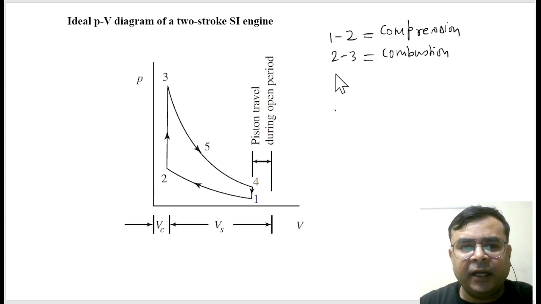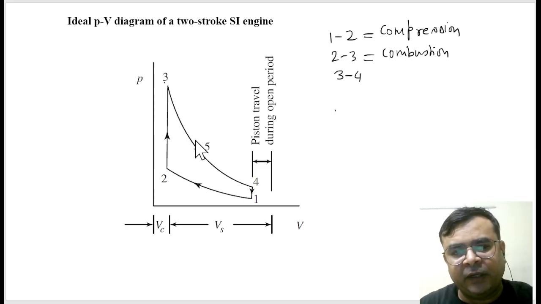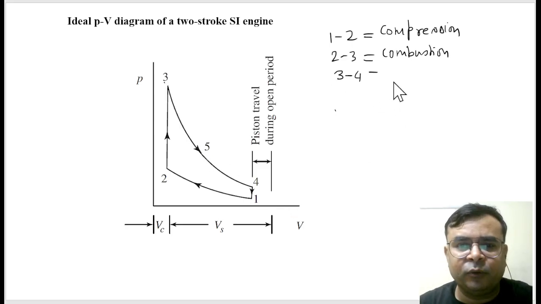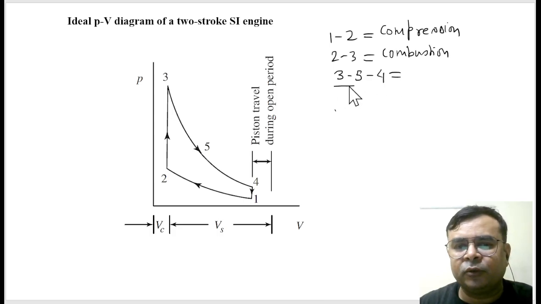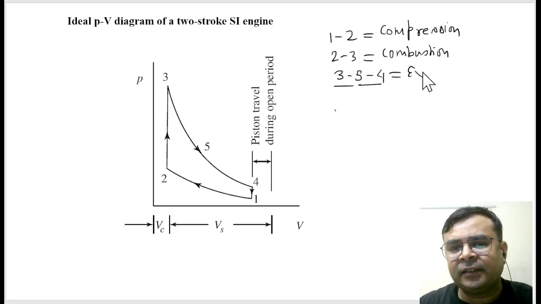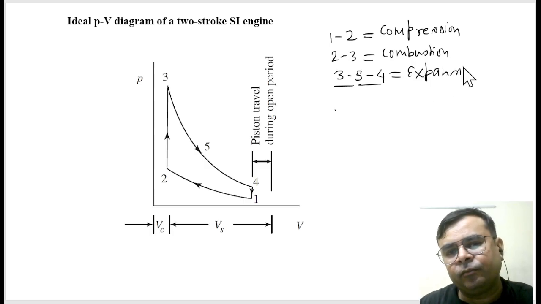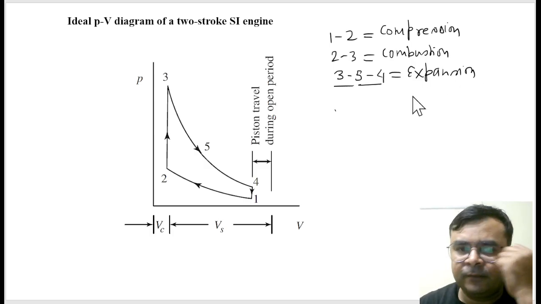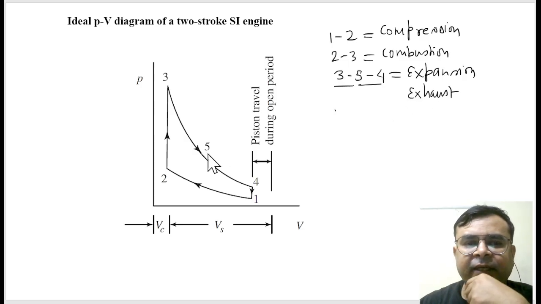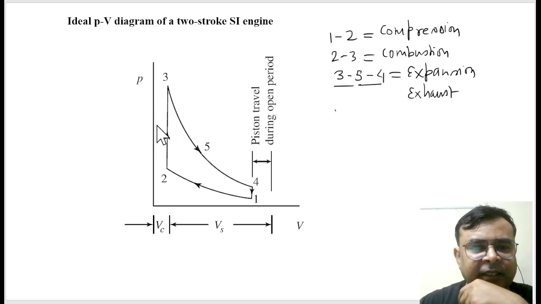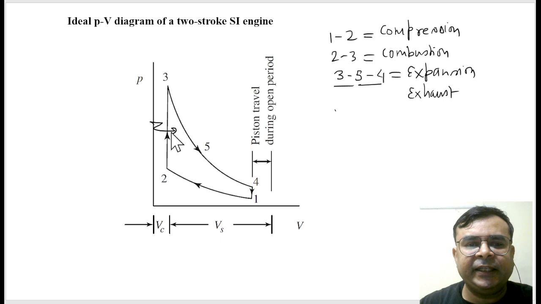Is it right? And 3 to 4, here we have two processes, 3 to 5 and 5 to 4. Is it right? Here we have two processes. That is expansion along with exhaust. Is it right? So basically in the thermodynamic cycle, this is heat addition.